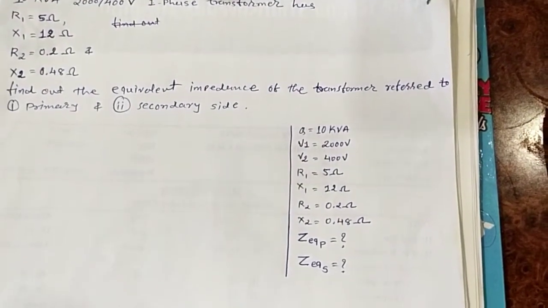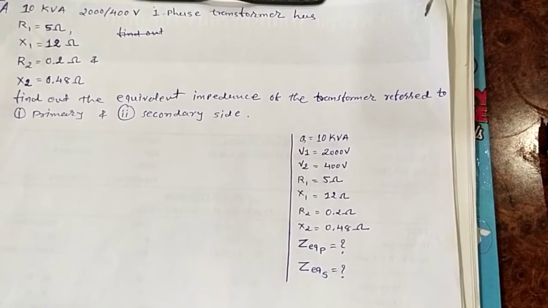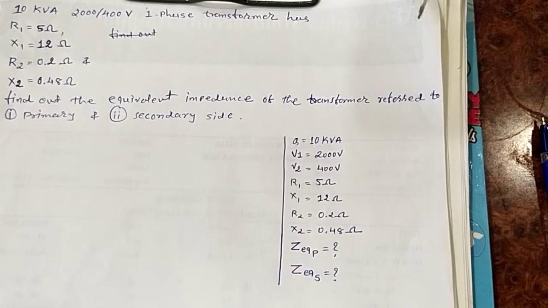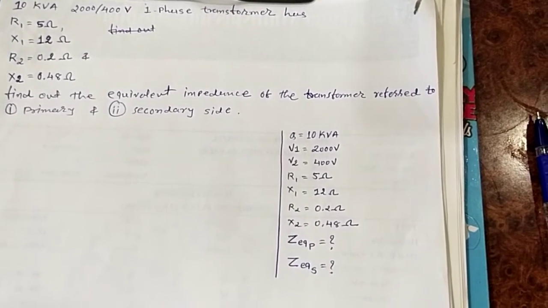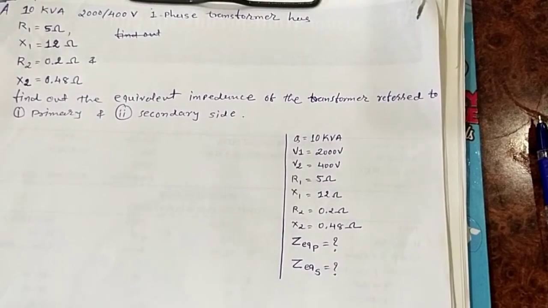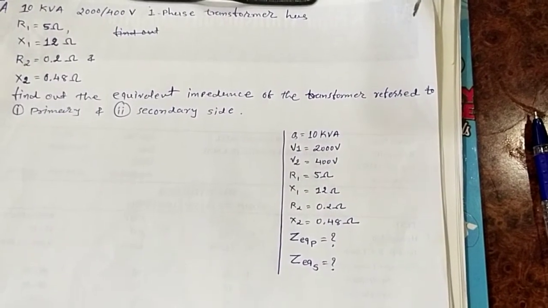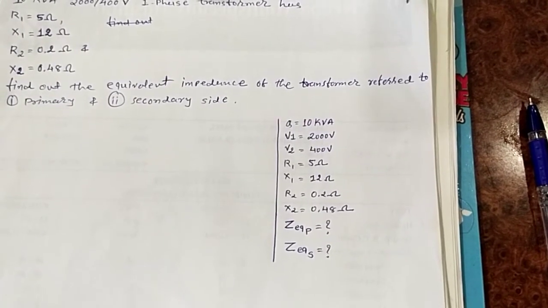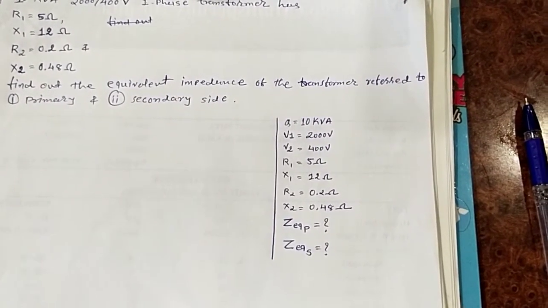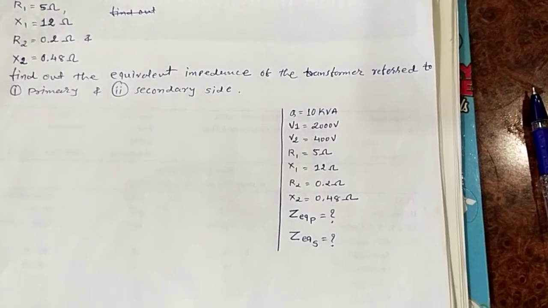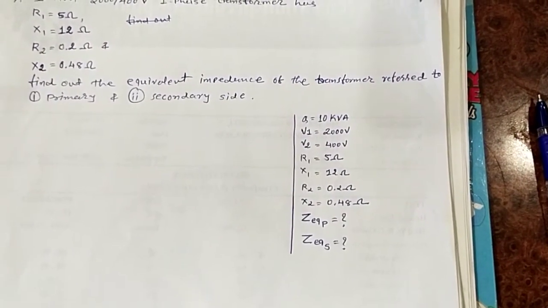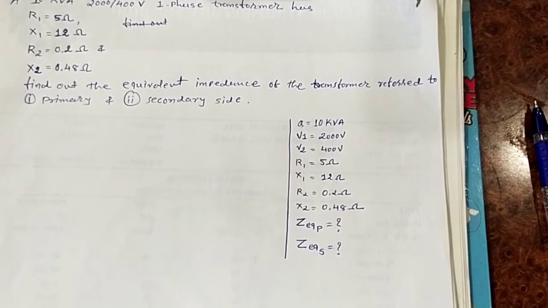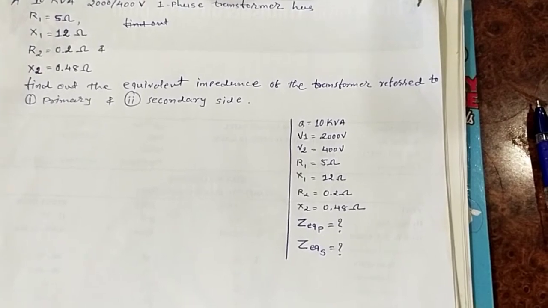Here the power of the transformer Q is equal to 10 kVA, primary voltage V1 is equal to 2000 volt, secondary voltage 400 volt, primary resistance, primary reactance, secondary resistance, secondary reactance, and equivalent impedance of primary and equivalent impedance of secondary.